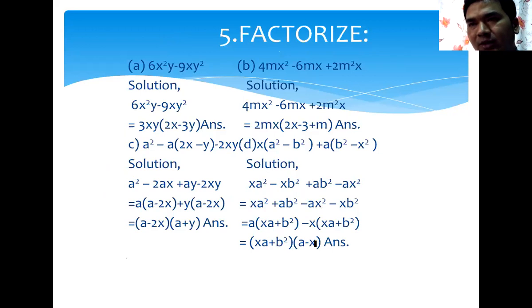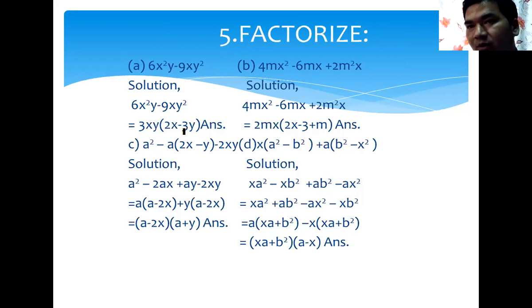And here also, look here. First of all we have to take common, if there is common. In these two terms, 3xy is common. 3xy taken common. Then what is remaining here? 2x minus 3y is left.